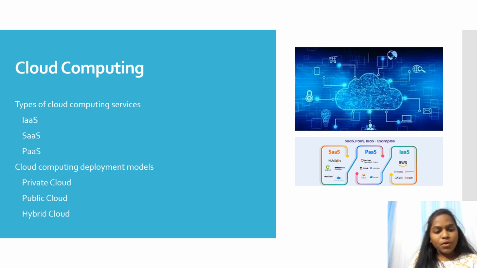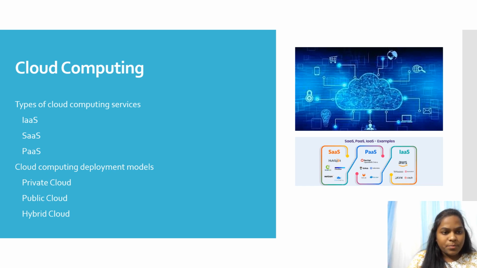And coming to the cloud computing deployment models, there are three types of models: private cloud, public cloud, and hybrid cloud. So, coming to the public cloud, it is a type of cloud deployment model that supports all the users who want to make use of computing resources, such as hardware or software, on a subscription basis.